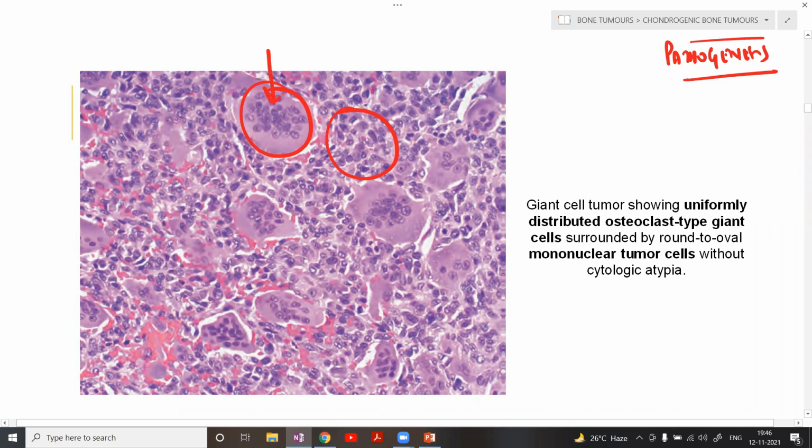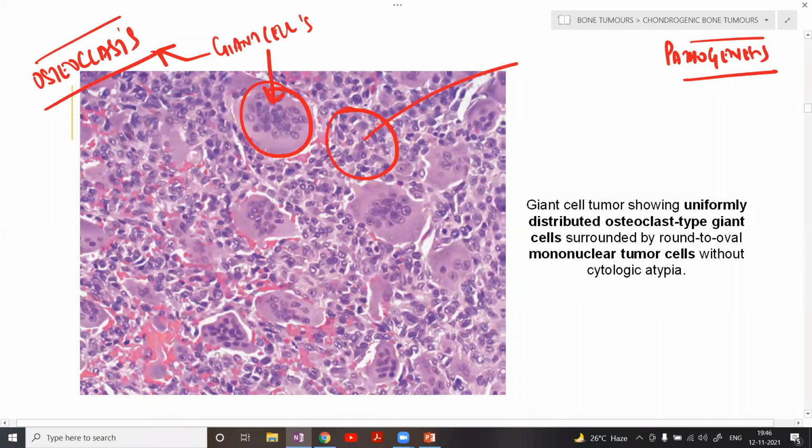If you look at this, this is basically the giant cells. Okay. And where has this giant cell come from? This giant cell has been derived from the osteoclast. And actually, the real tumor cells are the stromal cells. So these are the mononuclear stromal cells. Okay. And these stromal cells are the real tumor cells.